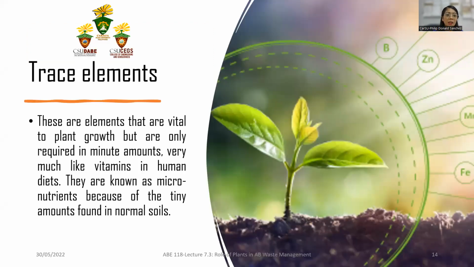So we have the trace elements. These are elements that are vital to plant growth but are only required in minute amounts, very much like vitamins in the human diet. So pwede rin siya wala, pwede mo siya naa. They are known as micronutrients because of the tiny amounts found in normal soil.